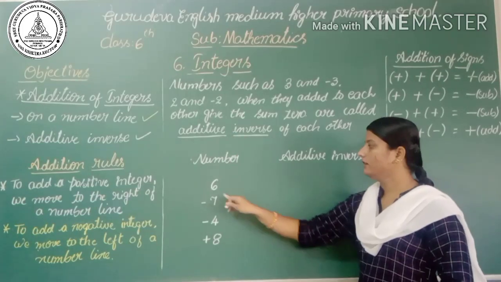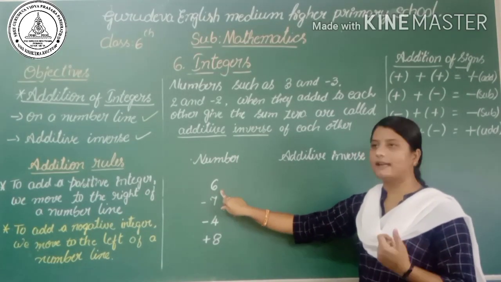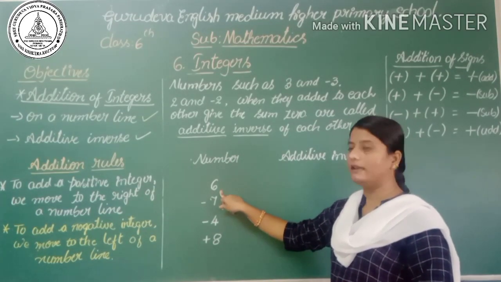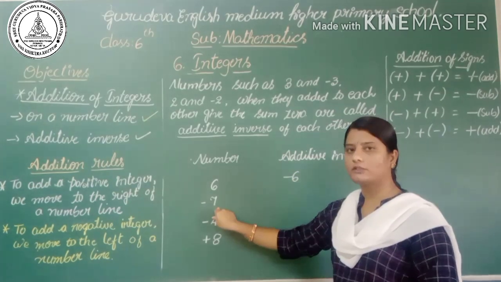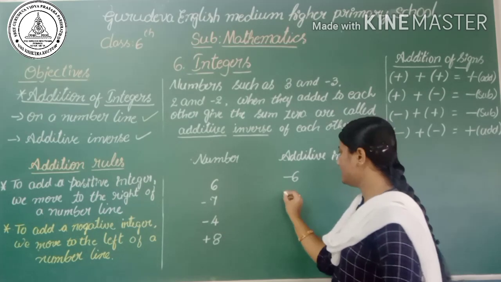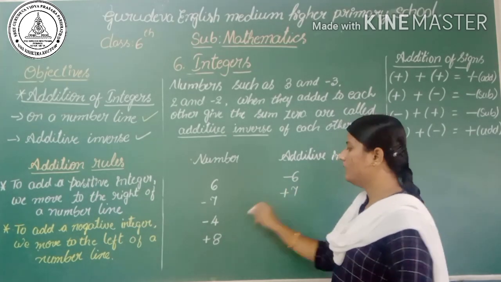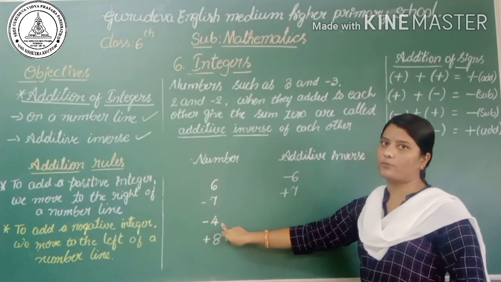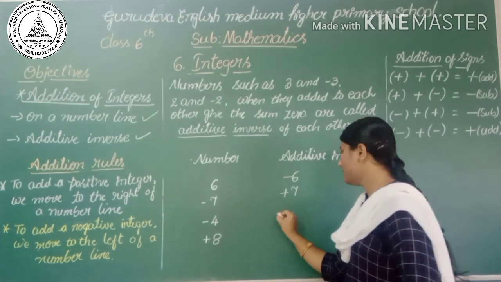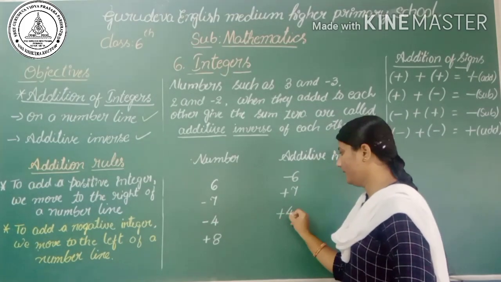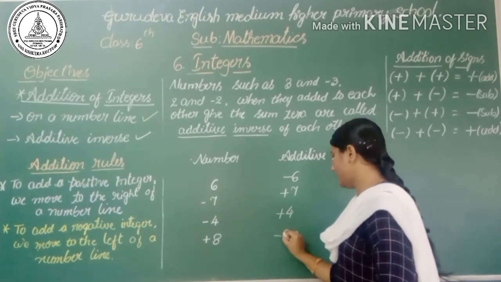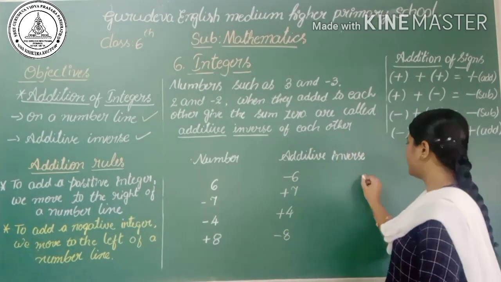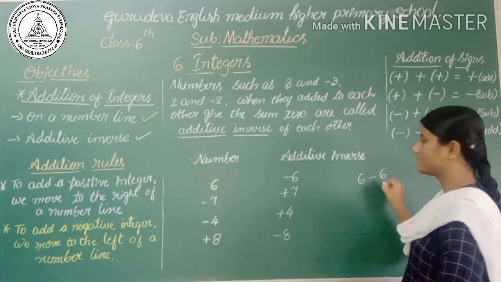Right? Can you say what is the additive inverse of 6? Yes, that is minus 6. Then what is the additive inverse of minus 7? Yes, that is plus 7. What is the additive inverse of minus 4? Yes, that is plus 4. What is the additive inverse of plus 8? That is minus 8.